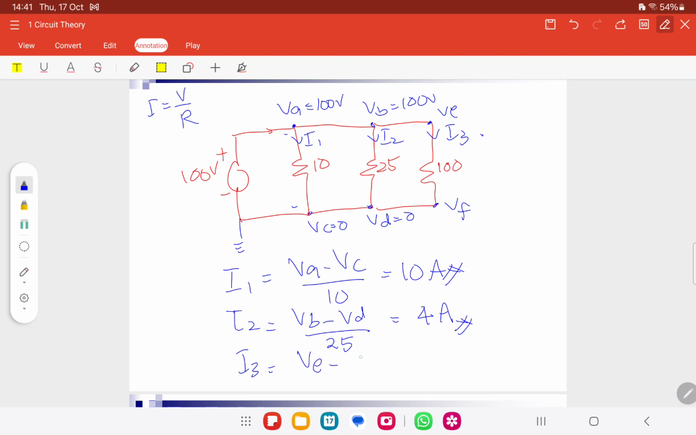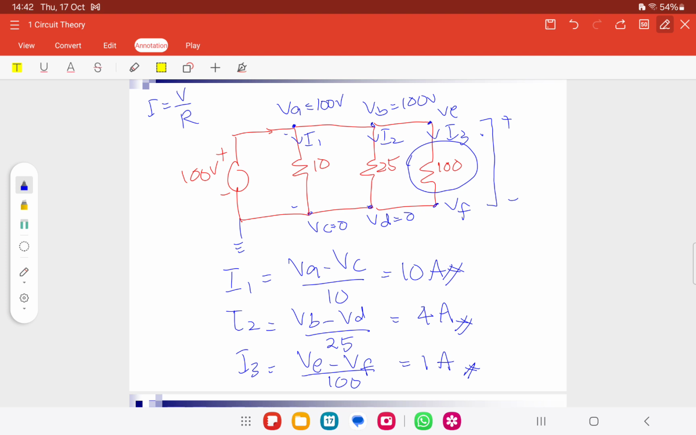VE minus VF over 100 equals to 1. Ambil 20 minit. So you get the same value tapi guna cara yang berbeza. This one kita ambil voltage drop dekat point ni dengan point ni, lepas tu bahagikan dengan resistor. Okay? Boleh?